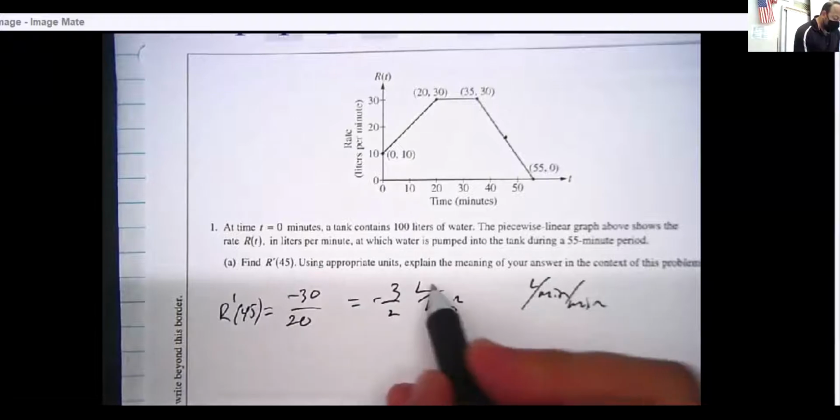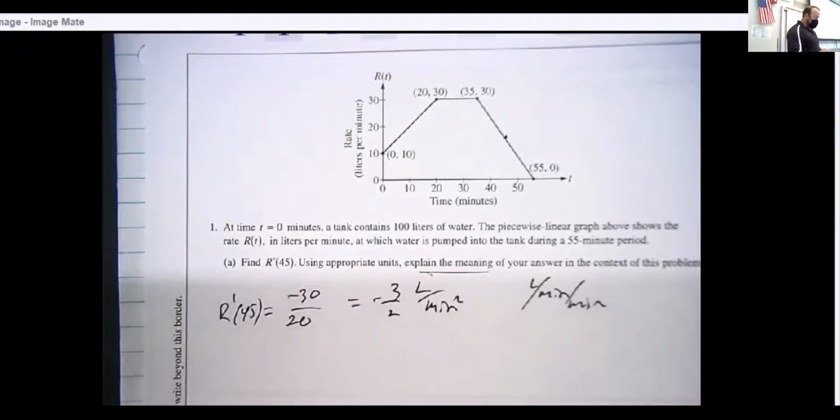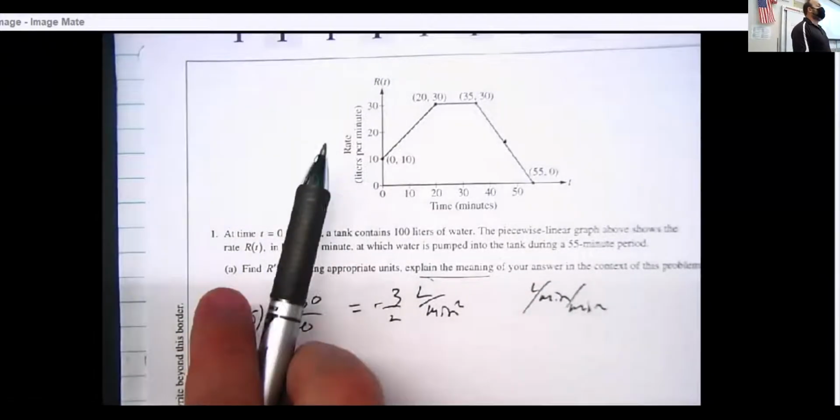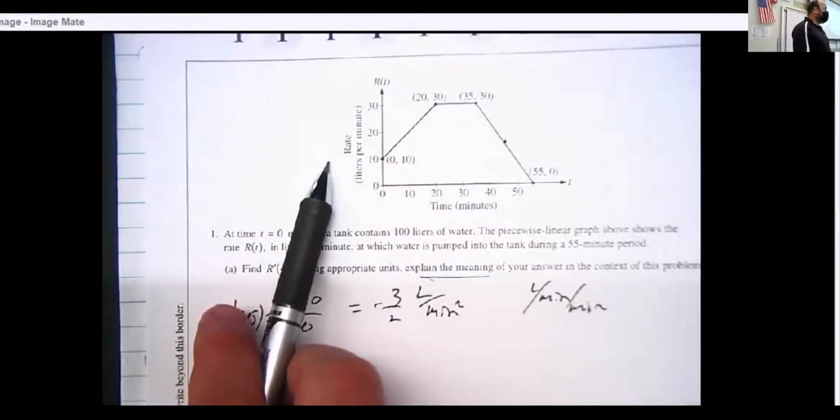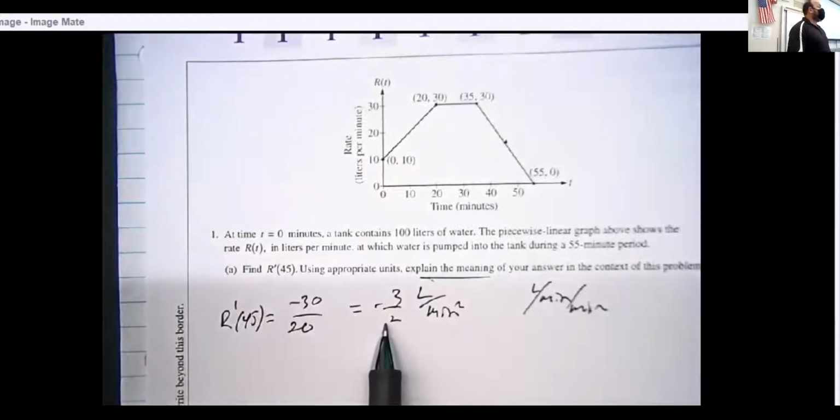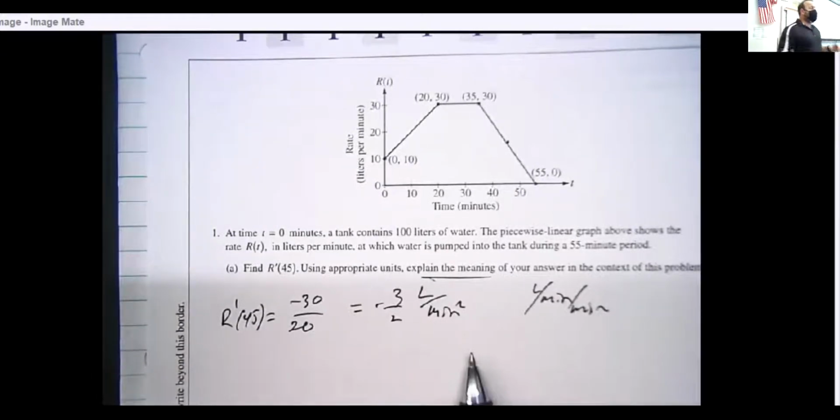Now, when it says to explain what that meaning is, you would say the rate that the water is being pumped at. Now, careful, what is happening? This is the rate at which the water is being pumped. Then what are we saying? The rate at which the water is being pumped out at 45 minutes is decreasing at -3/2 of a liter per minute.